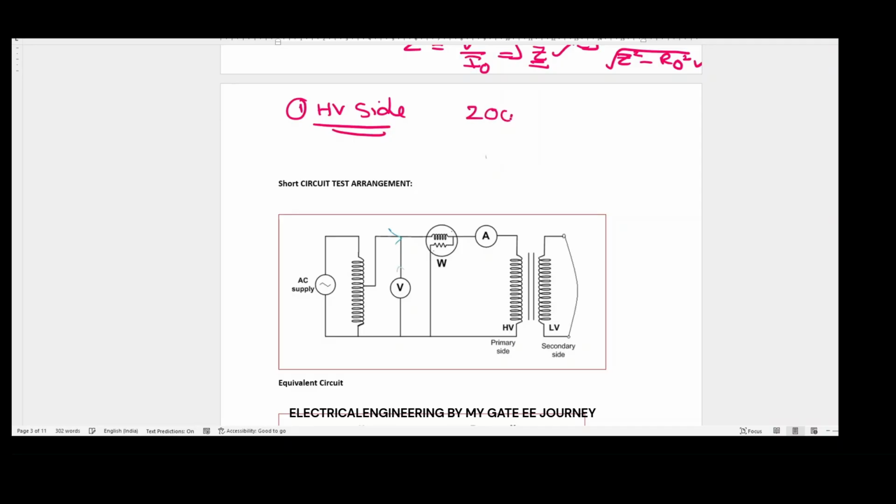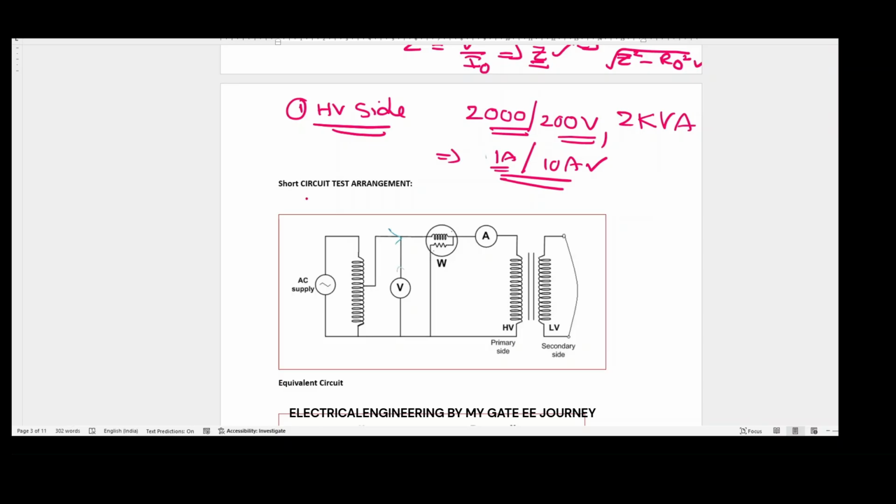Let us see this example. A 2000 by 200 volts transformer. Let us take this as 2 kVA. Means on this side 1 ampere will flow, and on this side 10 amperes.